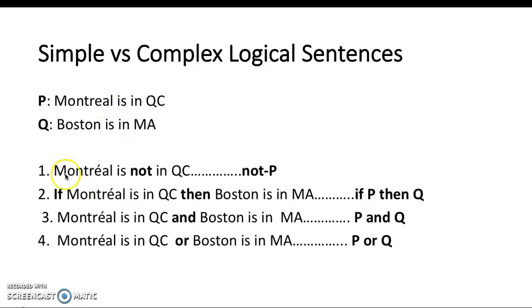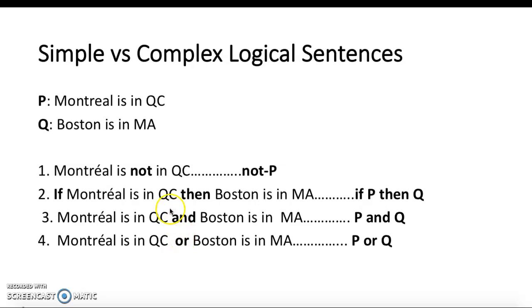So for example, number one, Montreal is not in Quebec, is a complex logical sentence because it contains the logical phrase not. If Montreal is in Quebec, then Boston is in Massachusetts, this is also a complex logical sentence because it contains the logical phrases if then. This is a conditional sentence. Number three is a conjunctive sentence because it contains the logical phrase and. Number four is a disjunctive sentence because it contains the logical phrase or.